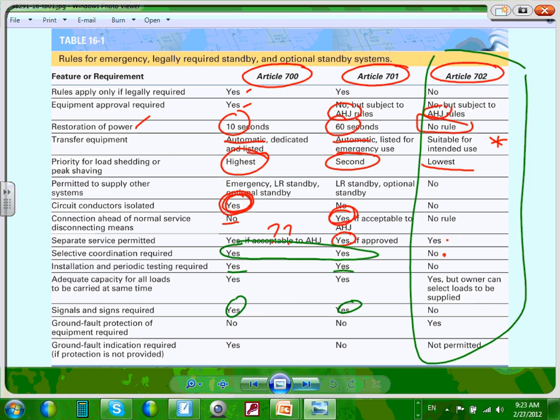Ground fault protection, protection of equipment required, not required. Permitted here, not required. Ground fault indication, yes. Can you change this no into yes? In 2011, guys, they changed this one into yes too. In 2011 change, both of them need a ground fault indicator. So if you have a ground fault in legally required or emergency system, you need to be able to indicate it. On this one, not permitted, this is yes. And so this is really the best slide that compared the three systems together in terms of requirement. Any comments, any questions, guys? That's what I wanted to show you to look at.